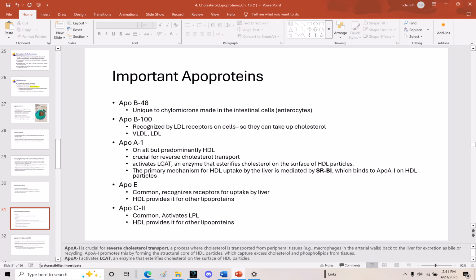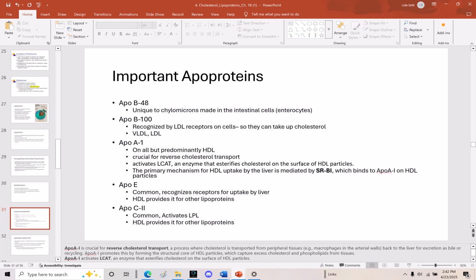So ApoE and ApoC2, this one actually is on HDLs. The reason why HDLs have so much protein is that they are holding their reservoir for these apoproteins for other lipoproteins. So chylomicrons actually get their ApoE and ApoC2 from HDL. VLDL gets its ApoE and ApoC2 from HDL.